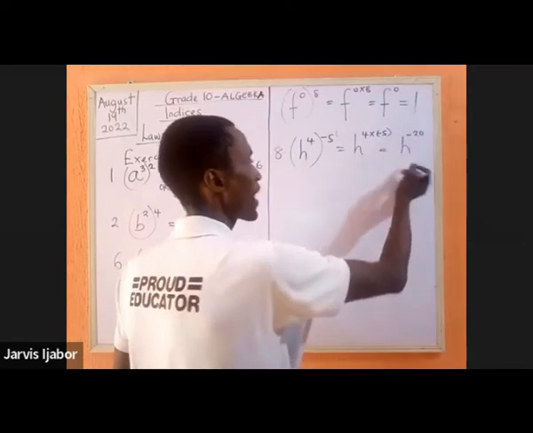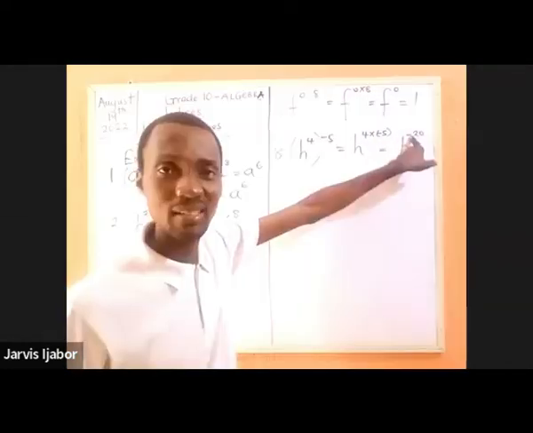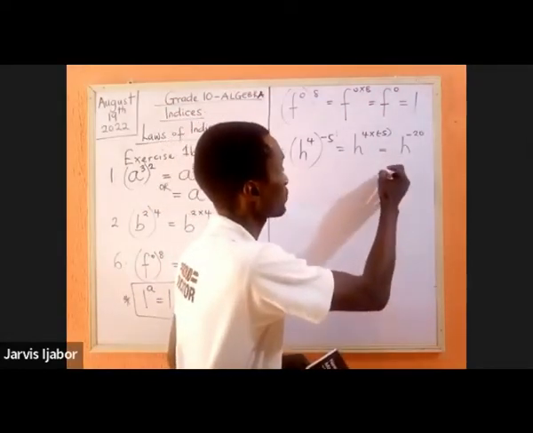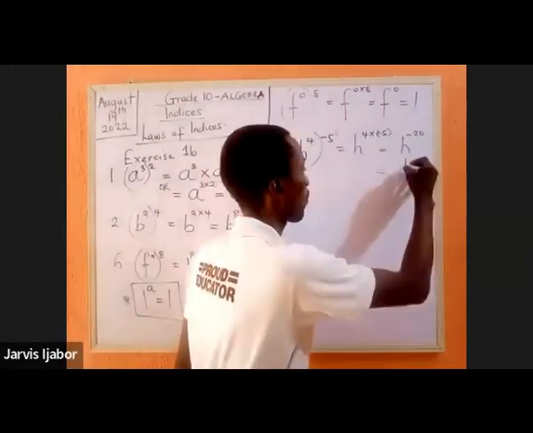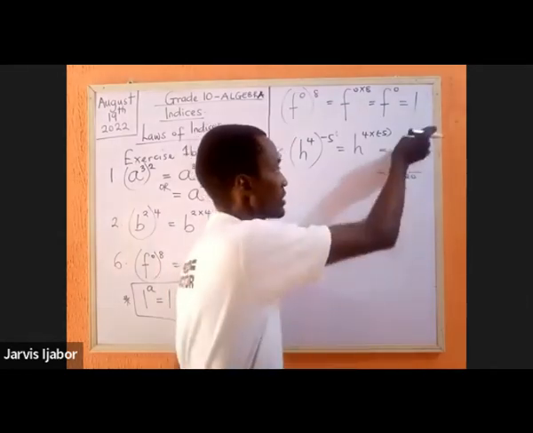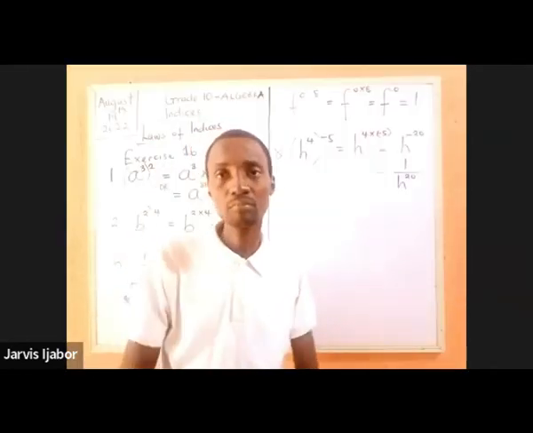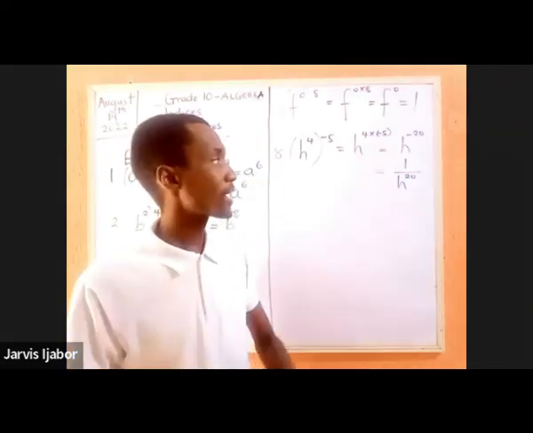Sometimes they may ask you to write a positive index. Remember we said that this is a negative index and suggests what? Reciprocal. So the final answer, if you decide to go by way of writing a positive index, will now be what? 1 over H raised to the power of 20. This negative means that I am actually a denominator. Let that sink in. Anytime you see a negative, it means I'm actually a what?